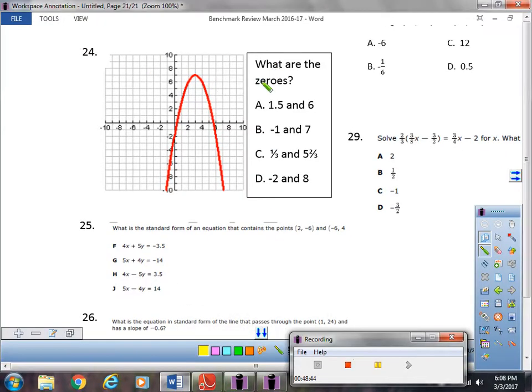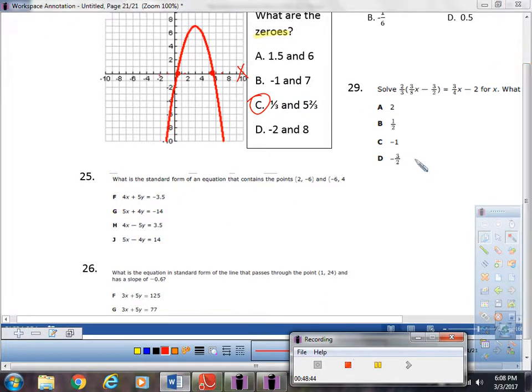Now here they want to know what are the zeros. Again, you need to know that that means where it crosses the x-axis. So it's a little bit before 6, somewhere between 5 and 6. And the other is somewhere between 0 and 1. So when you look at these answers, you want to find the best choice. Here it is right here. So that's about 1/3, and this is about 5 2/3. All these other answers are way off. 1.5 would be here, 6 would be here, -1 is here, 7's over here. So you can see everything else is way off.